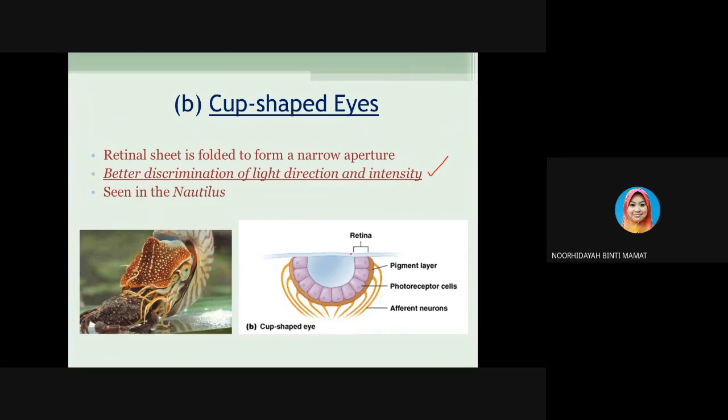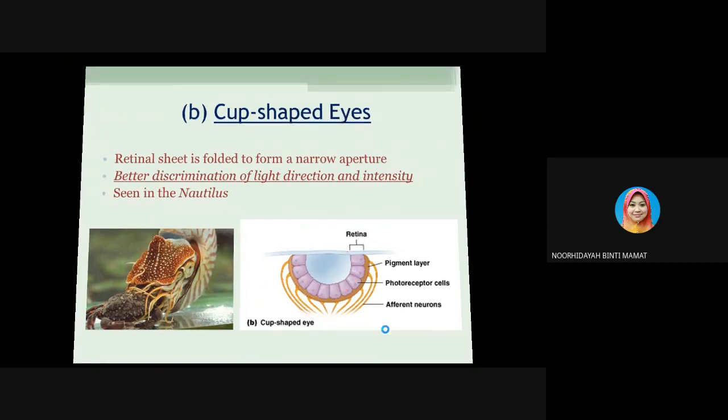This is the retina. This is the photoreceptor cells. It will receive the photopigment from here, go through some steps here, and release the neurotransmitter here. Then it will transmit to the CNS.